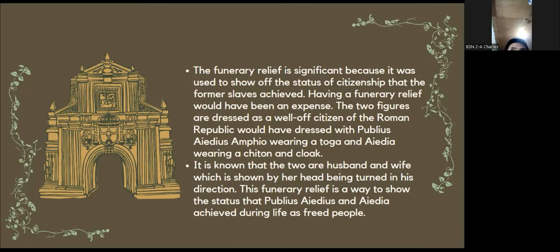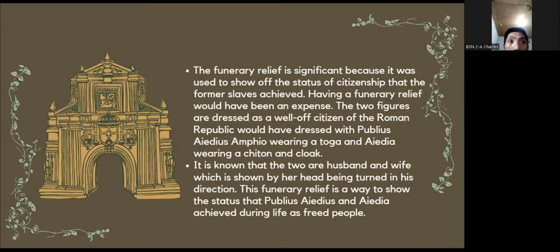The funerary relief is significant because it was used to show off the status of citizenship that the former slaves achieved. Having a funerary relief would have been an expense.